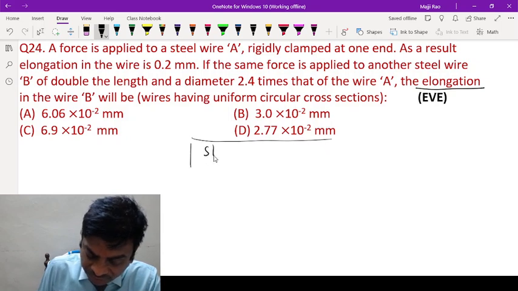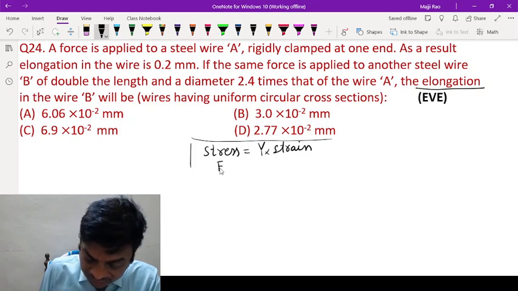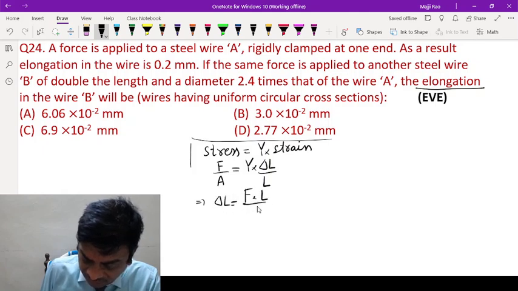Basic formula is longitudinal stress is equal to Y into longitudinal strain. Here by longitudinal stress I mean normal stress. So normal stress is restoring force per unit area, and strain is change in length by original length. So accordingly I can write change in length as FL by AY. L goes up and Y comes down.